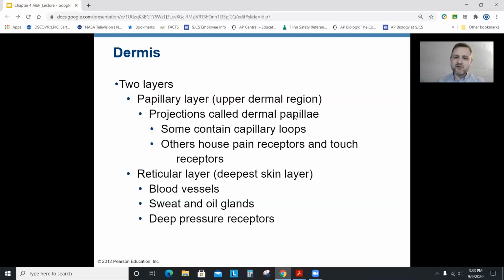Deep to that is the reticular layer. This is your deepest skin layer. This is where your blood vessels are, sweat and oil glands, and deep pressure receptors that allow you to detect deep pressure or force. Those are in the reticular layer of your dermis.